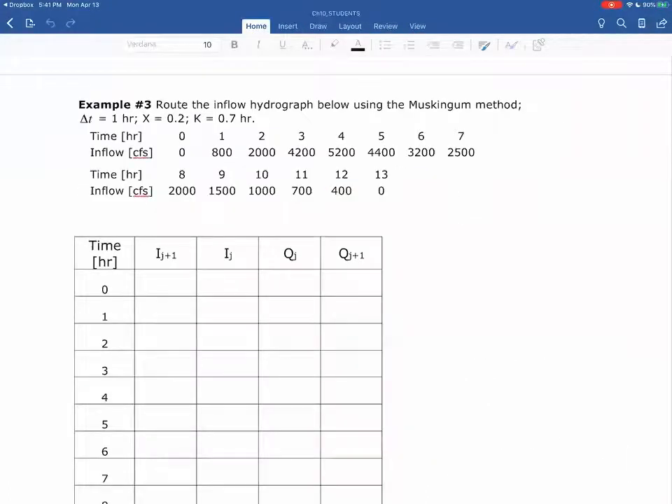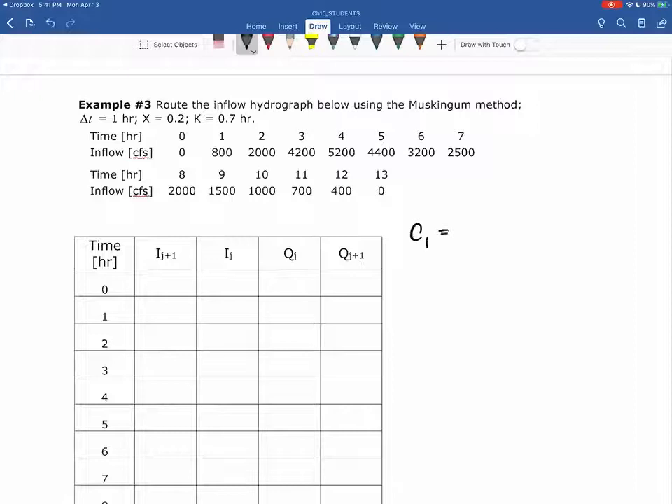So the first thing you have to do is calculate your C1, C2, and C3. And again, these parameters are given to you here. Route the inflow hydrograph below using the Muskingum method. So your delta T is 1 hour, X is 0.2, and K is 0.7 hours. You calculate your C1 as delta T minus 2KX divided by 2K(1 minus X) plus delta T. Can someone really quickly calculate these for me?